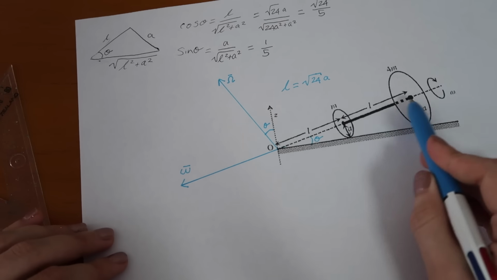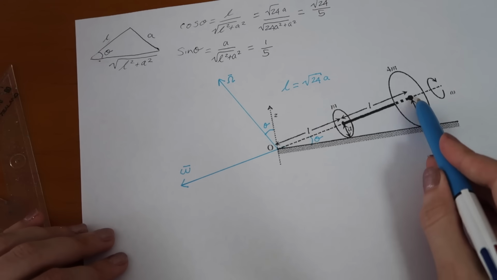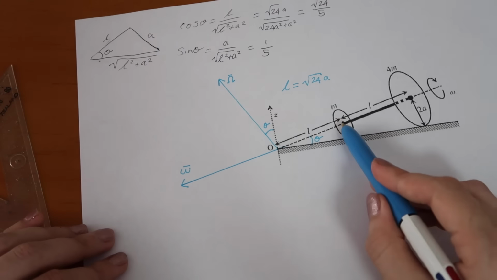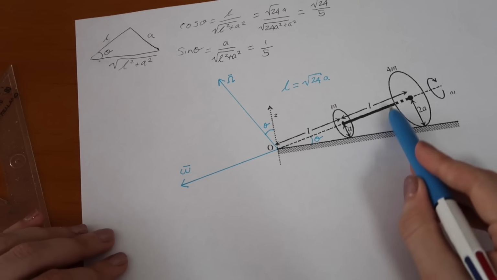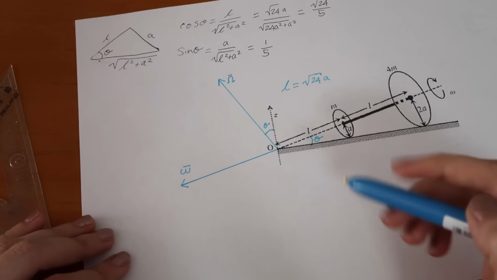the center of mass of this whole assembly. We've got a pretty big mass here, 4m, and a smaller mass here, so the center of mass will be somewhere in between the two. But let's work out exactly where it is.